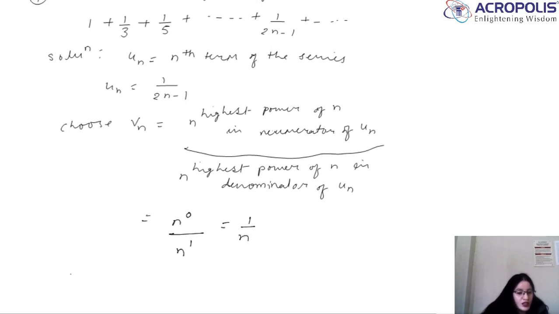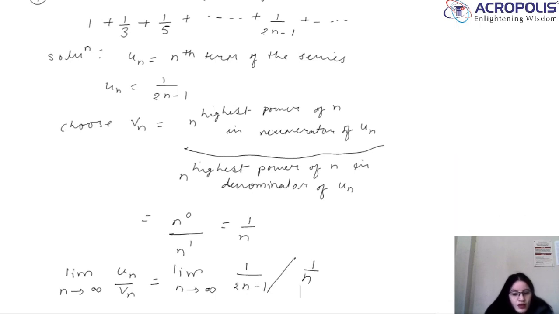Now we check the condition: limit n tends to infinity un divided by vn. Here, limit n tends to infinity of 1 by 2n minus 1 divided by 1 by n.